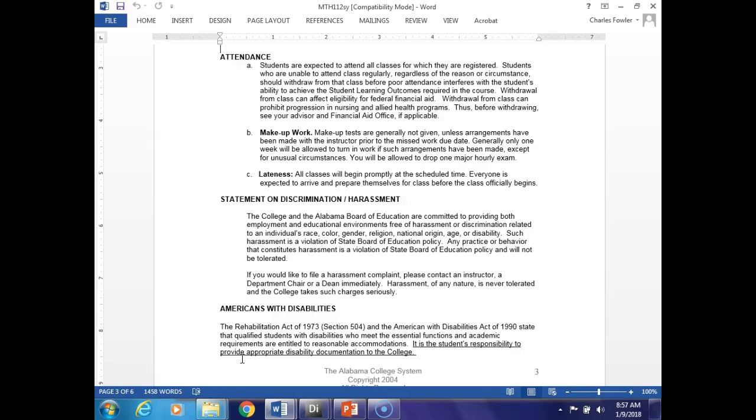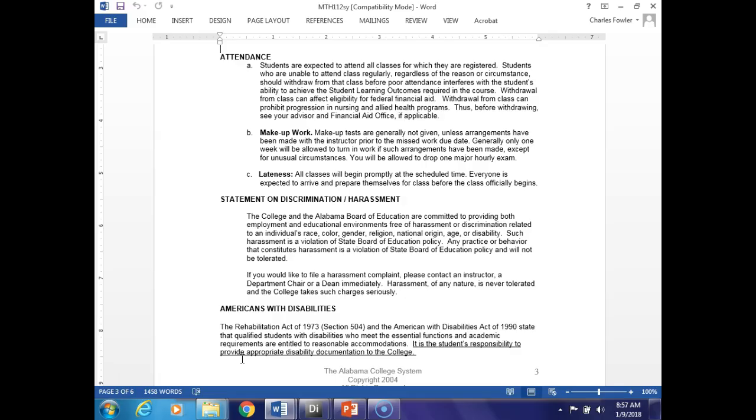If financial services is not going to pay for you to take it the third time, whether it's a D, F, or withdrawal, they're not going to. So the W is a far better option than a D or an F in most cases.